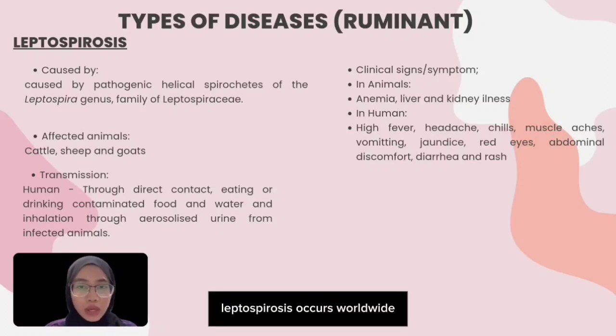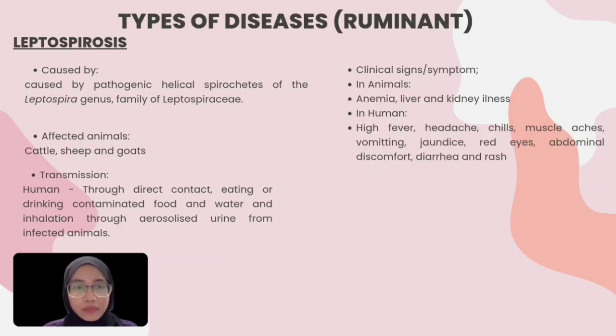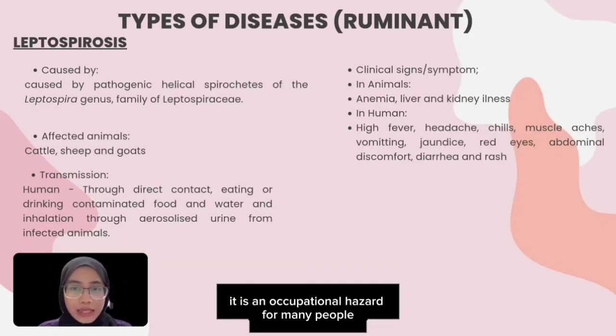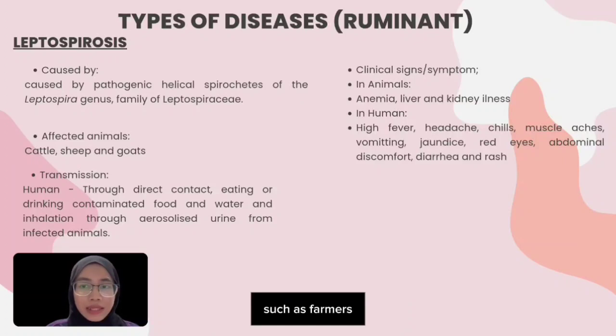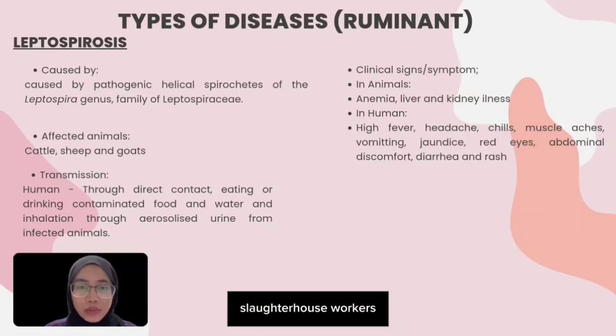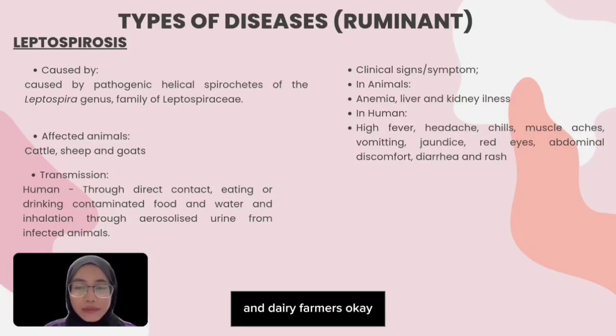Leptospirosis occurs worldwide but is most common in temperate or tropical climates. It is an occupational hazard for many people who work outdoors or with animals, such as farmers, slaughterhouse workers, veterinarians, and animal caretakers and dairy farmers.